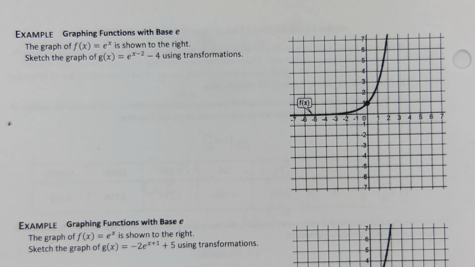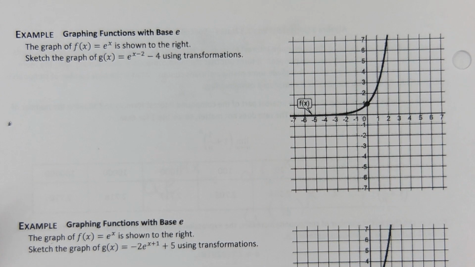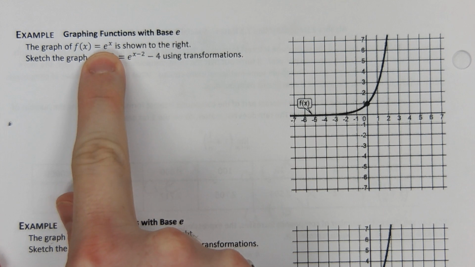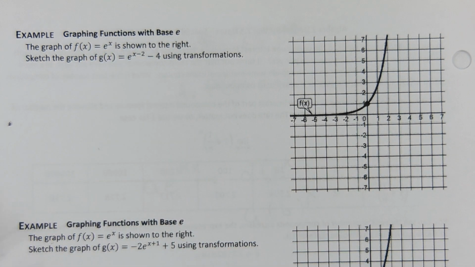E is a positive number. It is bigger than 1. And that is why we have the exponential growth function for the equation y equals e to the x. Here's the thing. The number e is an irrational number. You can never raise the irrational number e to a rational exponent and get a pretty y value.